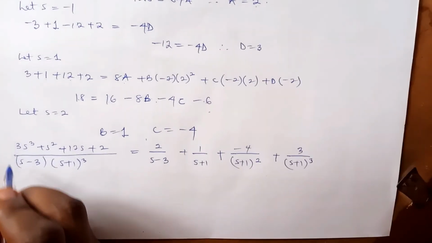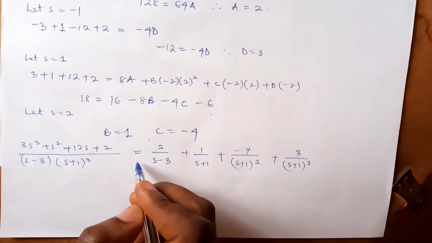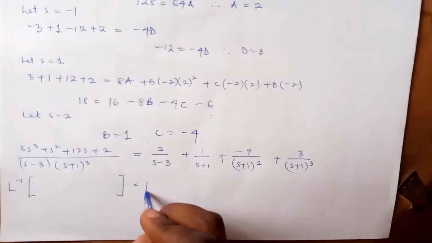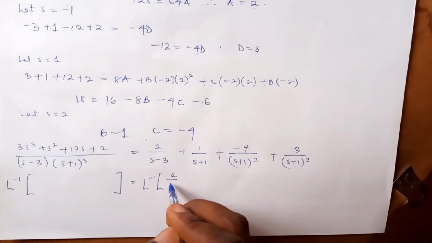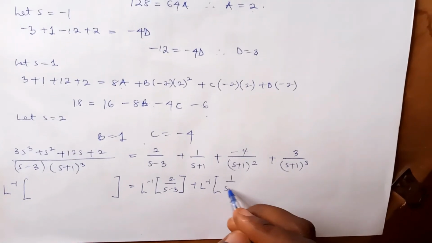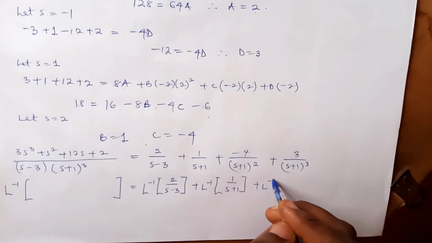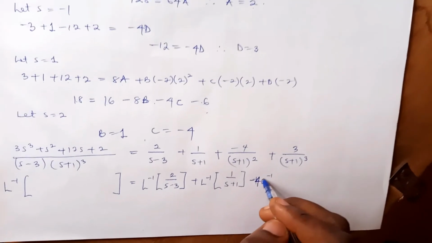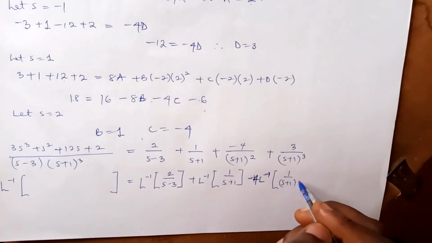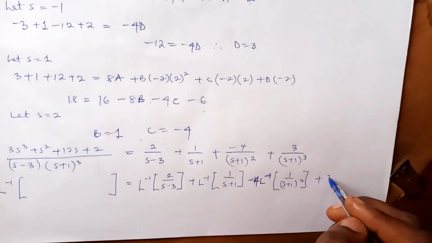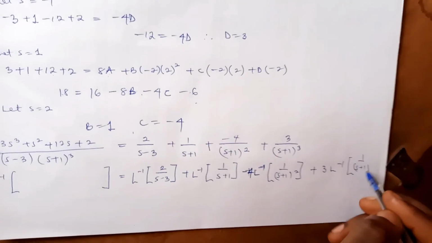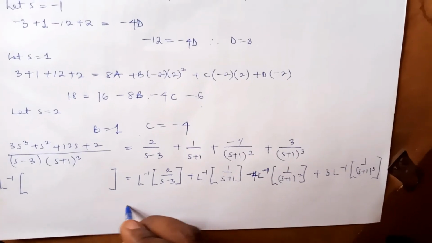Now, if we find the Laplace inverse of both sides, let me write Laplace inverse of, this is actually what we are looking for, is now equal to Laplace inverse of 2 over x minus 3 plus Laplace inverse of 1 over x plus 1 plus Laplace inverse. Even I can bring my minus 4 here to come outside, then into bracket 1 over x plus 1 squared, plus 3 Laplace inverse of 1 over x plus 1 raised to power 3. So look at this one now.